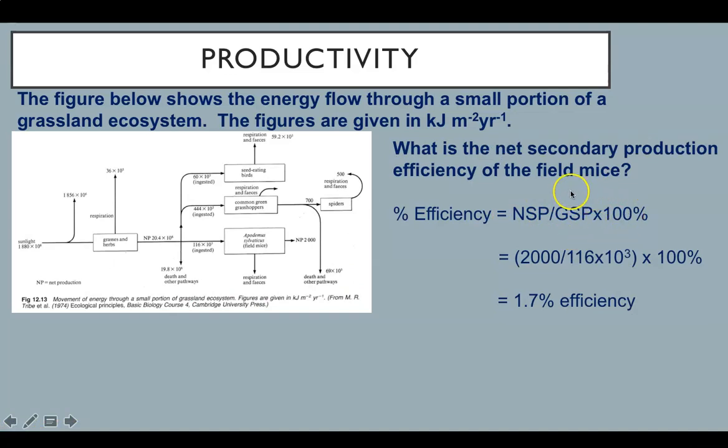So you need to look at the total incoming and what percentage of that is your outgoing, your net secondary production. So again, here are the field mice. We know that the net secondary productivity is 2,000, and the gross secondary productivity, like the incoming to this, is 116 times 10 to the third. You do the math and you get a 1.7% efficiency in secondary production of field mice.